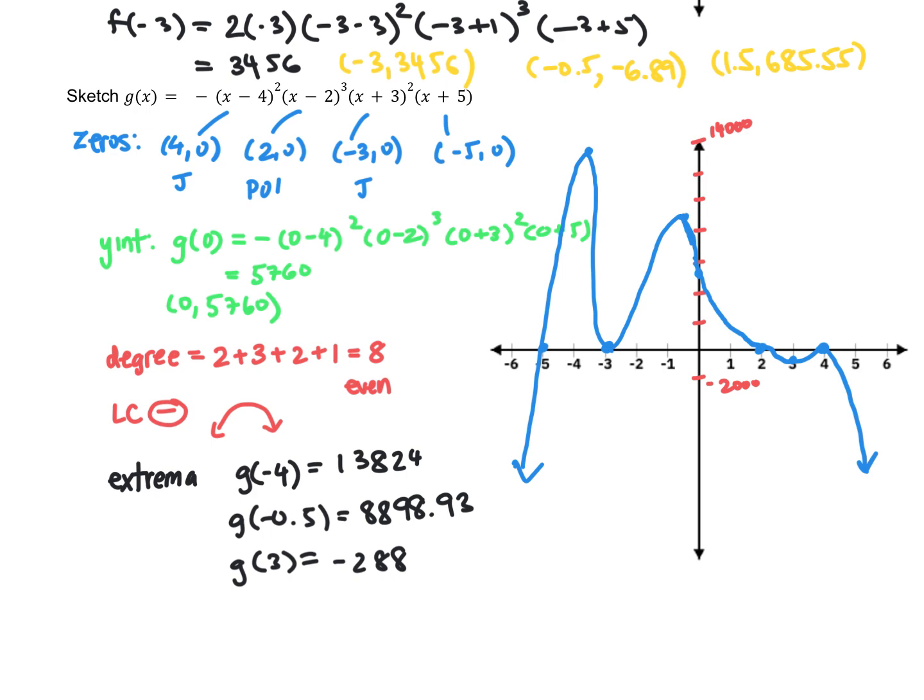So there's a rough sketch, with some accuracy. Like I said, these points here are estimates for us, but in general, this is what the function g of x would look like.